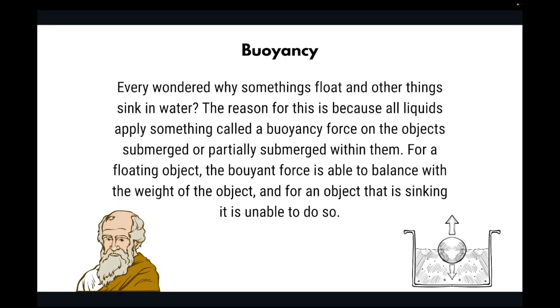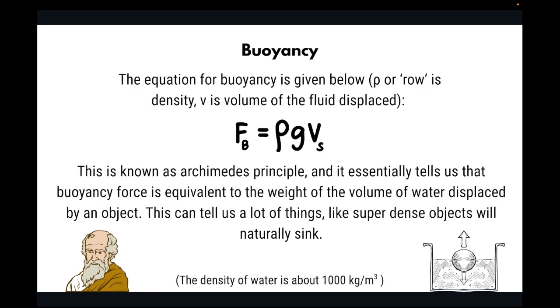Okay, let's move on. Now we're going to talk about buoyancy. Have you guys ever wondered why some things float and other things sink in water? The reason for this is because all liquids apply something called a buoyancy force on the object submerged or partially submerged within them. For a floating object, the buoyancy force is able to balance with the weight of the object, and for an object that is sinking, it is unable to do so. In other words, the weight, or whatever is pushing the object down, is greater than the buoyant force.